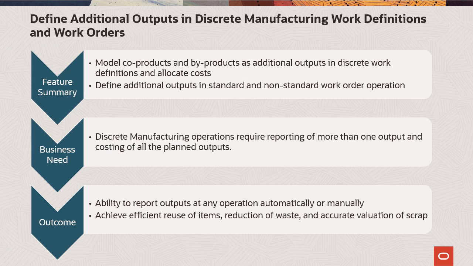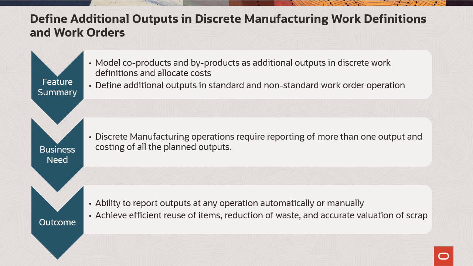discrete manufacturing processes require reporting of one or more outputs at various operations in the work order. The output could be products or byproducts. The reported outputs need to be costed accurately. With this update, you can define outputs in any operation in the standard discrete definition and allocate fixed or percentage cost to the outputs. The outputs can be set for automatic or manual completions.